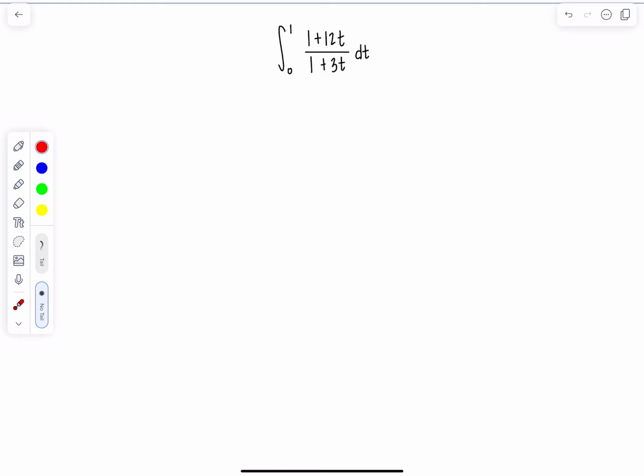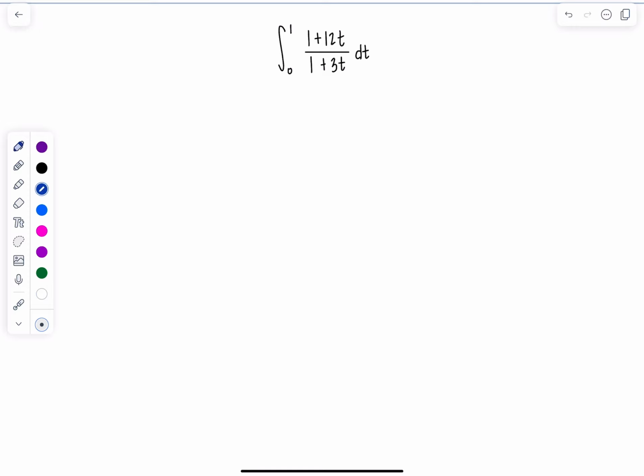How do you know it's time to do long division? Well, what's the degree of the numerator here? It's degree 1 because we have t to the first, and the degree of the denominator is the same. That means it's time to do long division. You don't do long division if the degree of the bottom is higher than the degree of the top. Denominator higher than numerator, no need to long divide. Any other situation, please long divide immediately.